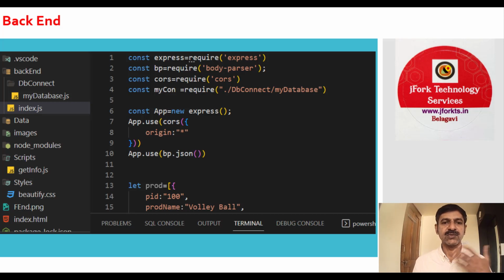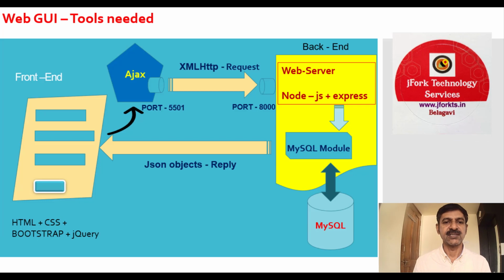Before we go on to the coding part, we need to understand the entire architecture of such an application. It's a three-tier application where on the front end we have HTML, CSS, and Bootstrap, and on the back end we have the web server driven by Node.js and Express. And at the data tier, the third layer, we have the MySQL database.